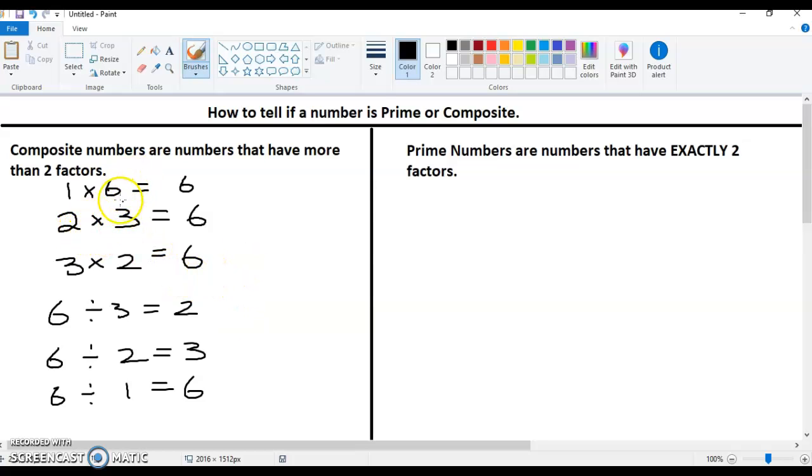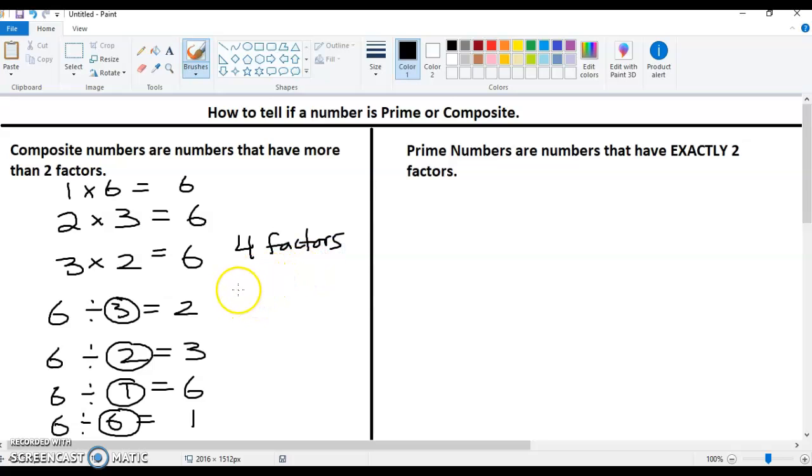So the number 6 has a lot of factors, right? If you look at the number 6, you can divide it by 3, you can divide it by 2, you can divide it by 1, you can also divide it by 6. I forgot that. 6 divided by 6 equals 1. So if you look at the number 6, it has 4 different factors. And you have to ask yourself, does it have more than 2 factors? Well, yes. There's 4 factors that the number 6 has. So we say that 6 is composite. So anytime you get a number where there's more than 2 factors, it is called composite.